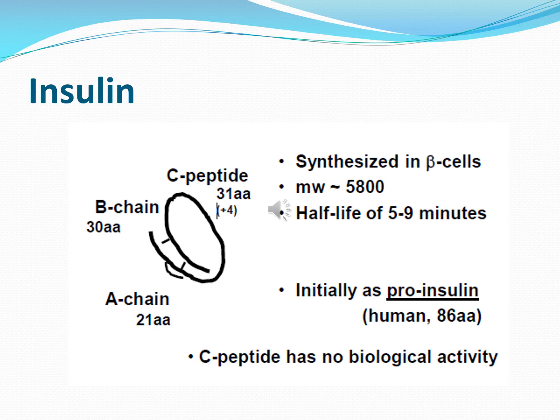So insulin is synthesized in beta cells. It's got a molecular weight of 5,800 and a relatively short half-life of around 5 to 10 minutes. And that means we can regulate blood glucose over a short time period. It's initially synthesized as proinsulin, and when it's cleaved into the active molecule of insulin, we have an equimolar amount of C-peptide produced.